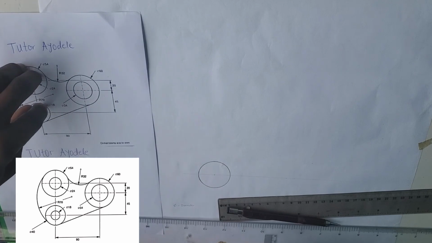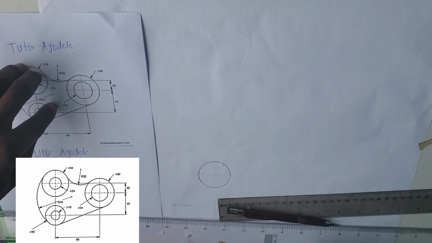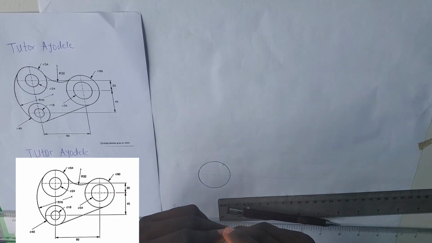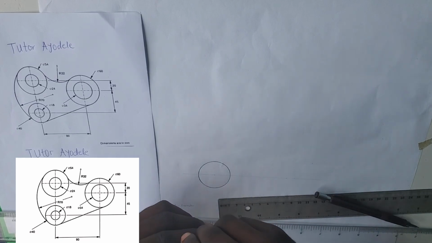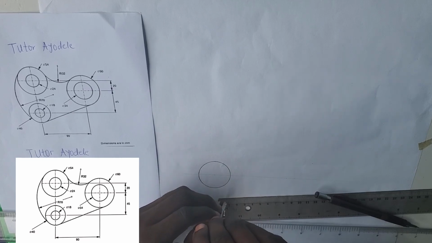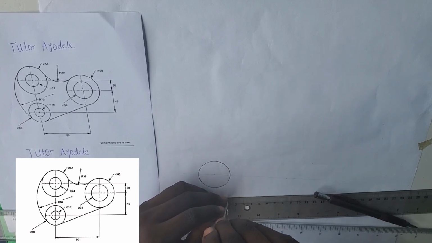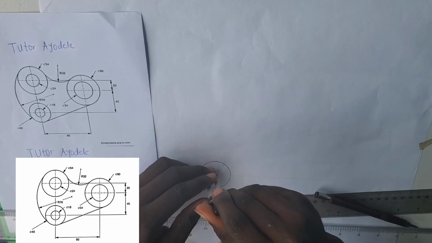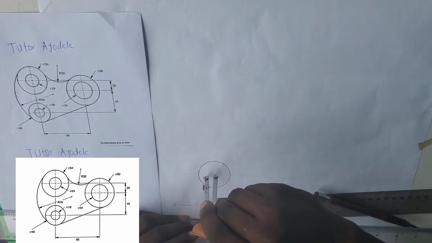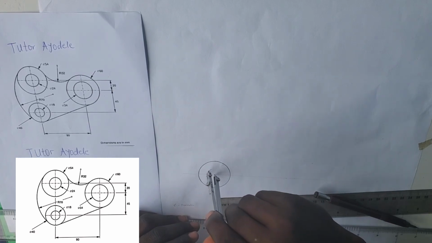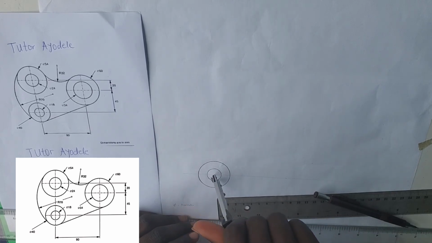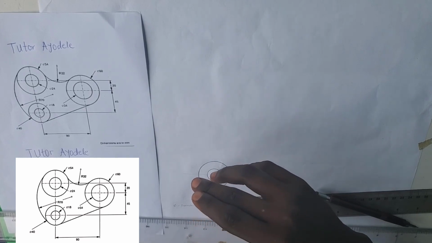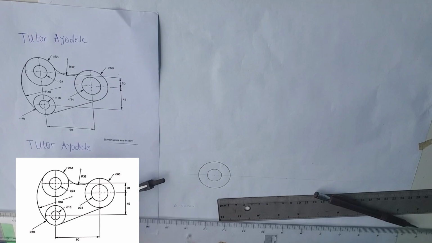So we have the inner circle. The diameter is 18 millimeters, which is 1.8 centimeters. So half of it is going to be 9, that is 0.9 centimeter, which is 9 millimeters. Draw it, make it thick also. You're trying to show that circle also, though your construction lines should be faint lines. So we have that circle, beautiful.